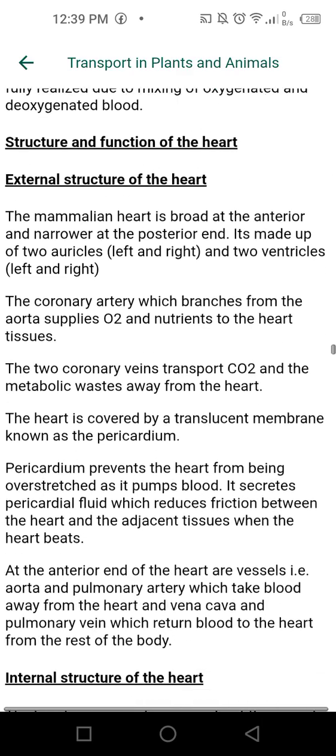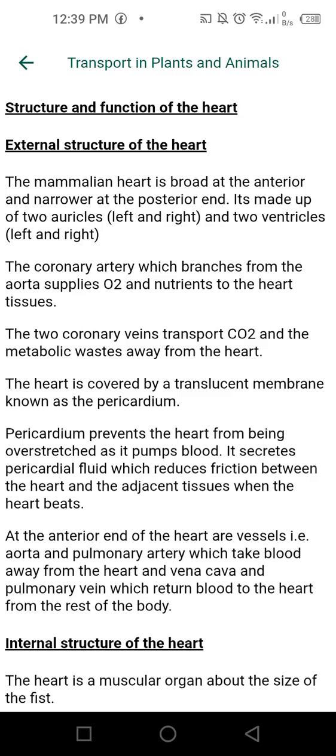Structure and function of the heart. External structure of the heart. The mammalian heart is broad at the anterior and narrower at the posterior end. It's made up of 2 auricles, left and right, and 2 ventricles, left and right. The coronary artery, which branches from the aorta, supplies O2 and nutrients to the heart tissues. The 2 coronary veins transport CO2 and the metabolic wastes away from the heart.